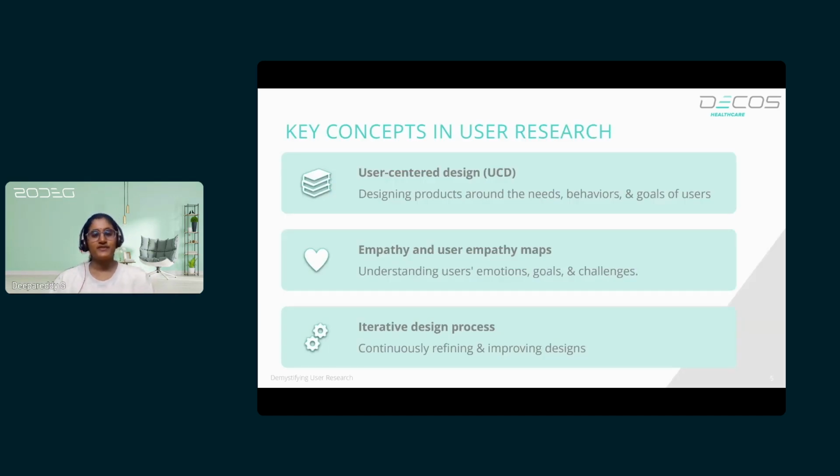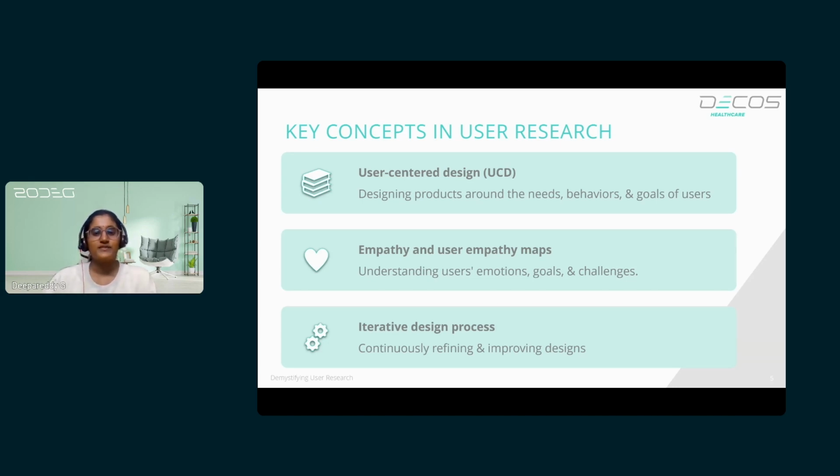Let us now delve into some key concepts of user research, which are user-centered design, empathy and user empathy maps, and the iterative design process. User-centered design, also abbreviated as UCD, is all about placing users at the heart of the design process. By actively involving them throughout the research, interviews, and usability testing, designers can gain valuable insights into their needs and preferences. This iterative approach not only enhances functionality but also ensures that the final product is engaging and intuitive. Continuous feedback loops help refine the design, leading to a better user experience overall.